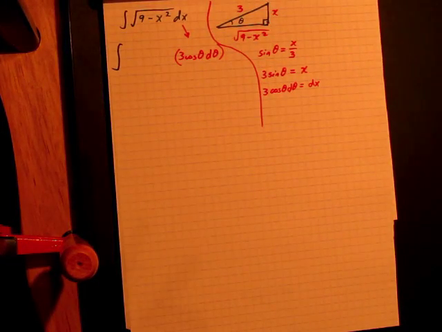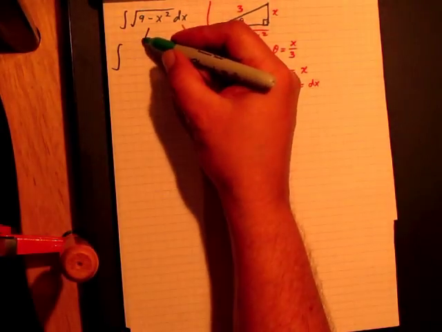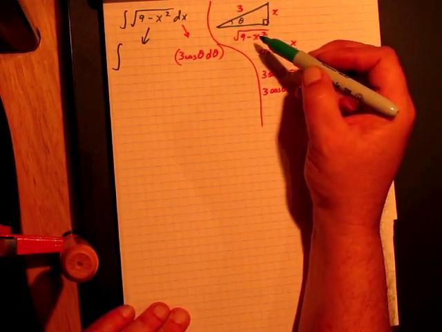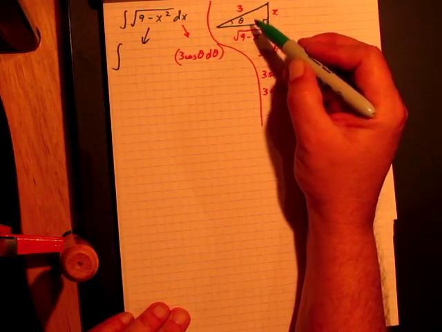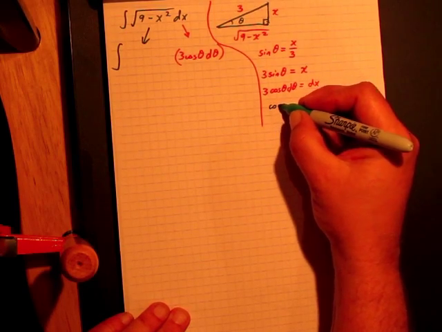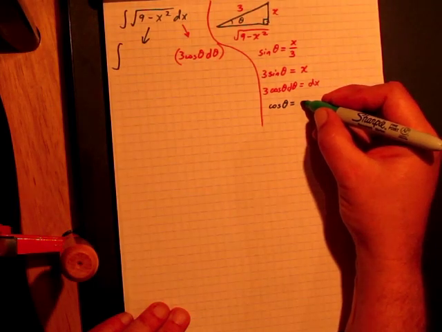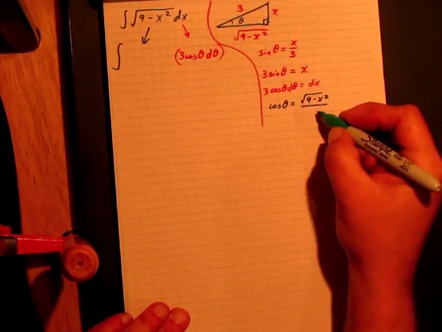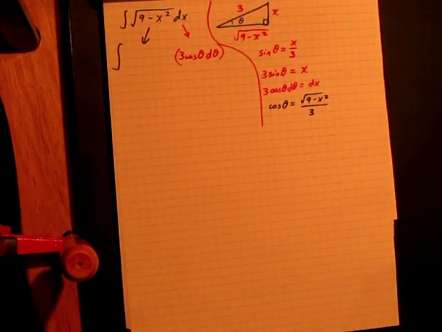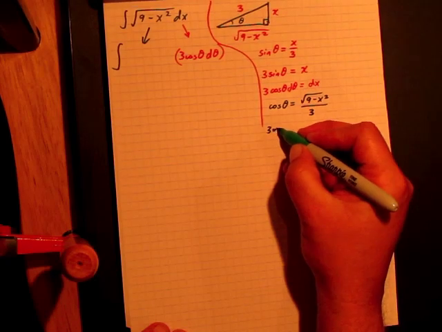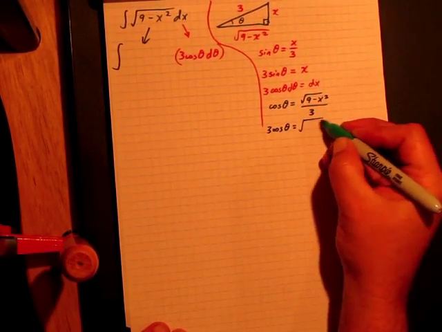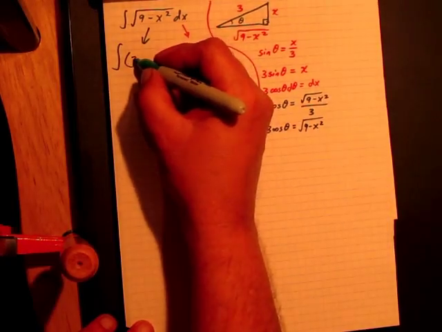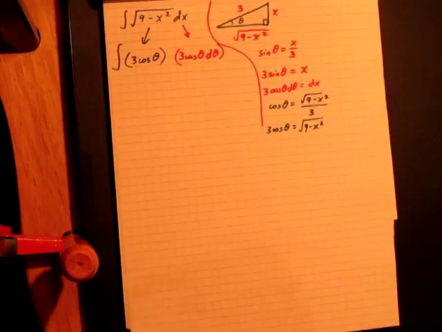The other thing I need to substitute is this square root. The square root is the adjacent to this angle. Again, you want to use it with a constant. So adjacent over hypotenuse is cosine. Cosine of the angle is the adjacent, square root of 9 minus x squared, over the hypotenuse, 3. If you multiply both sides by 3, 3 cosine theta is going to equal this square root. So the square root will be replaced with 3 cosine theta.